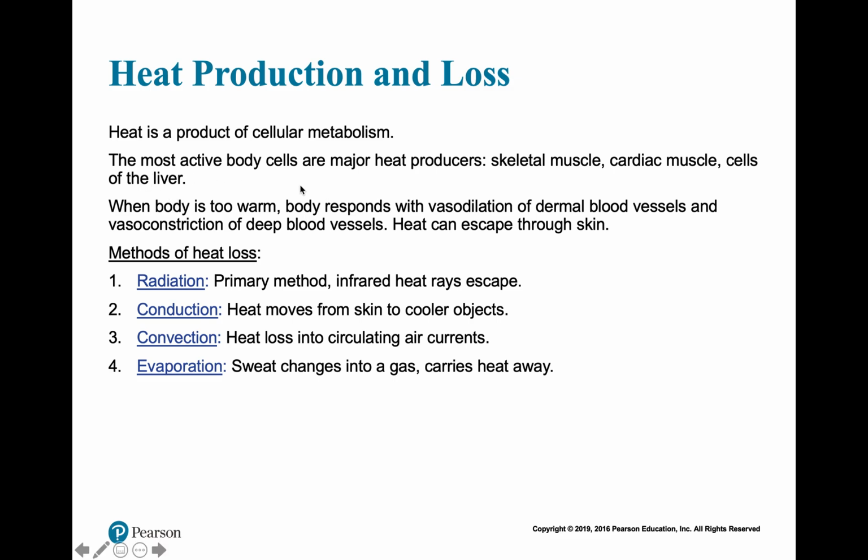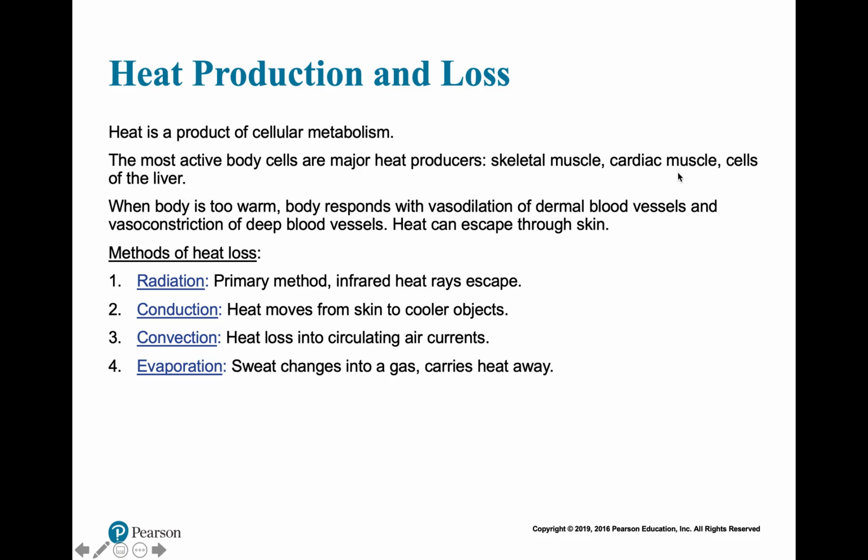The most active body cells and the major heat producers in the human body are skeletal muscle, right? Skeletal muscles are always contracting. Even if you're not up walking around or running, if you are maintaining posture, you have skeletal muscles that are contracting. Cardiac muscle, your heart pumps all day long, every day. And so cardiac muscle, because it's constantly contracting, is also generating heat. The liver is an extremely metabolically active organ, and so it produces a lot. It's very large as well, so it produces a lot of heat.